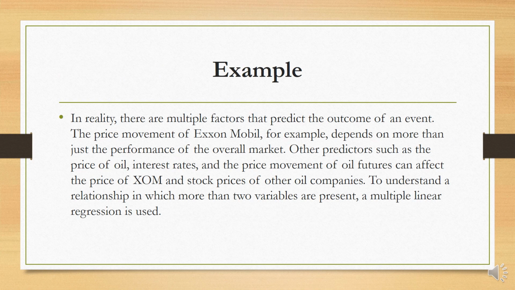In reality, there are multiple factors that predict the outcome of an event. The price movement of ExxonMobil, for example, depends on more than just the performance of the overall market. Other predictors such as the price of oil, interest rates, and price movement of oil futures can affect the price of XOM and the stock price of other oil companies. To understand the relationship in which more than two variables are present, a multiple linear regression is used.